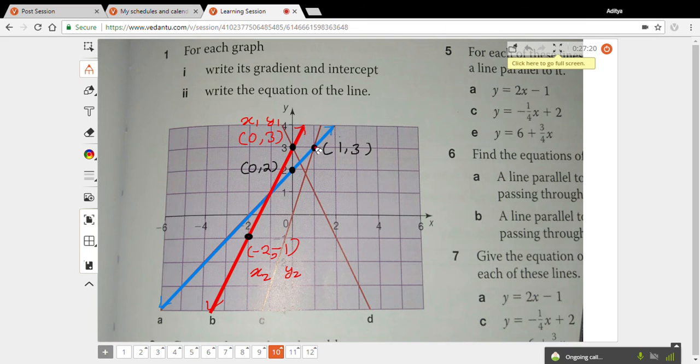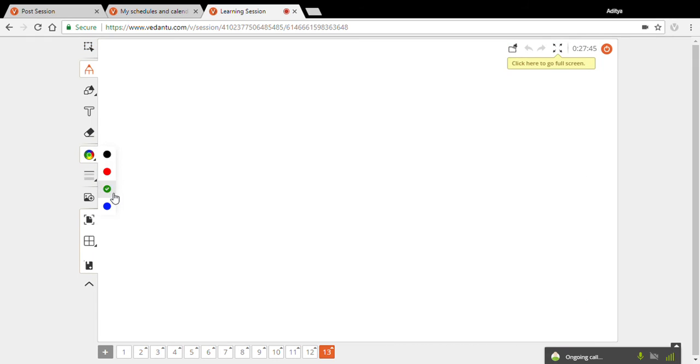But let's look at the line C that passes through the origin. Let me also mark it in the green color. This green line passes through the origin, right? So what's the y-intercept for this? Zero, correct. Because it passes through (0, 0), obviously its y-intercept is also zero. For line C, this is the y-intercept, it's zero. The gradient we can still obtain using the formula y2 minus y1 over x2 minus x1.